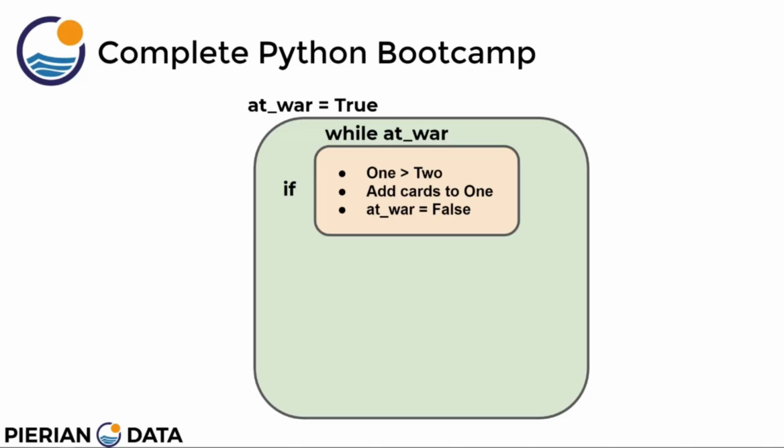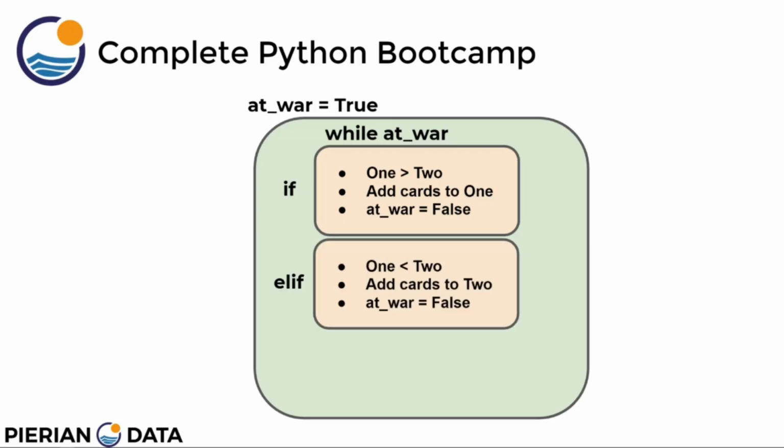The first comparison is going to check if 1 is greater than 2. If that happens to be true, then we will add the cards currently present on the so-called table, those 2 cards, to player 1's hand, and then we'll say at_war is equal to False, so we break out of this entire loop.